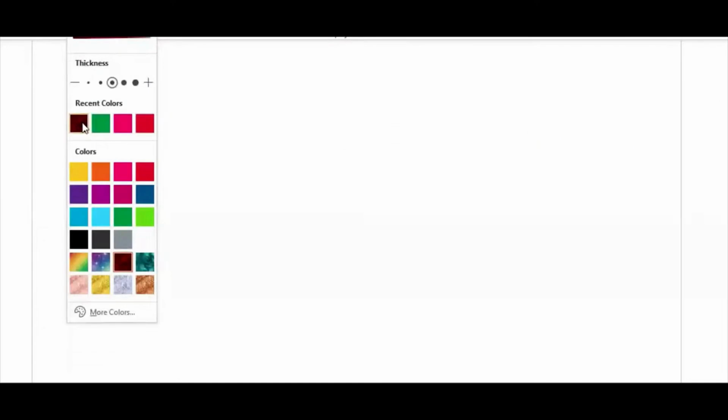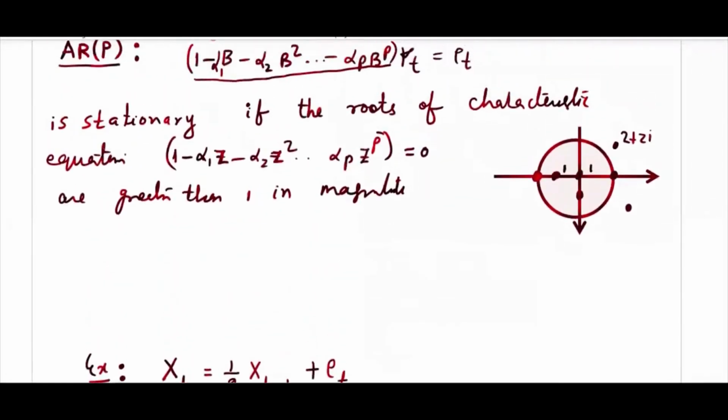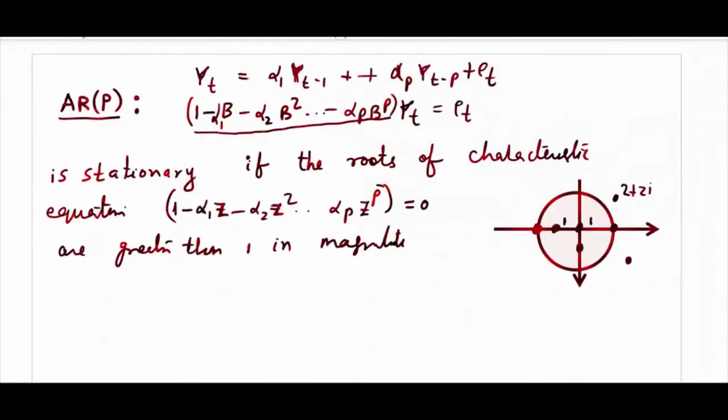We'll check that AR(1). We'll consider an AR(1) example also. If you remember, we started with this one: xt is equal to 1 by 2 xt minus 1 plus et, with mod alpha less than 1. If you apply this formula, see how you get this equation, 1 minus alpha 1 z, alpha 2 z square, and all that. So alpha 1 is the coefficient of this.